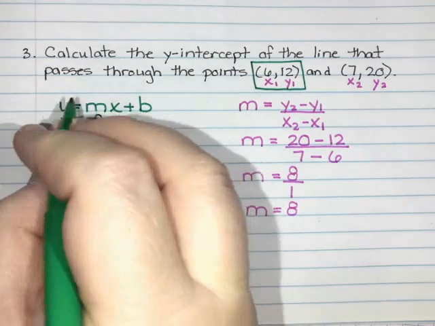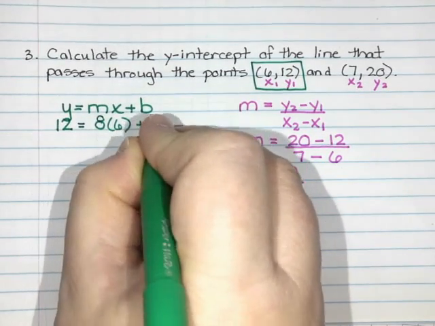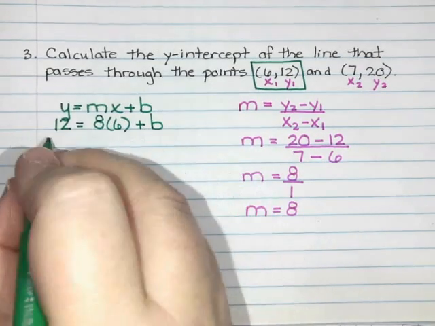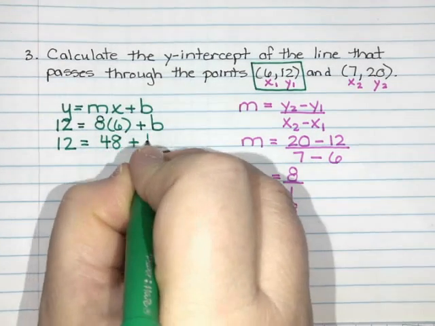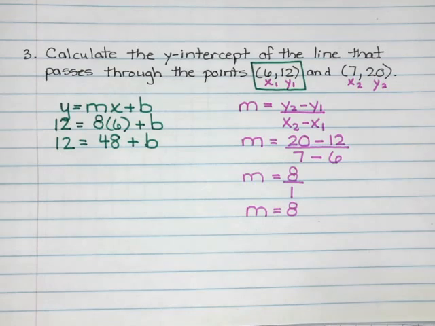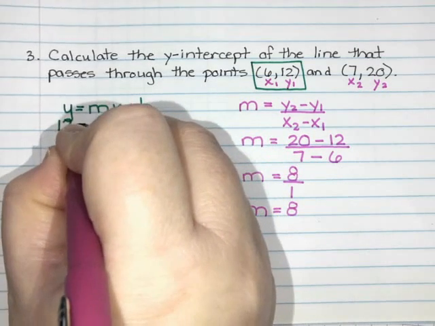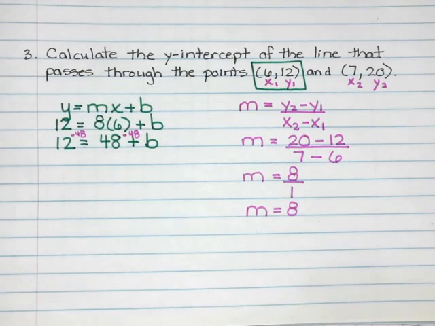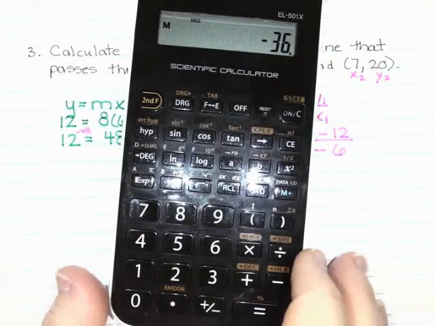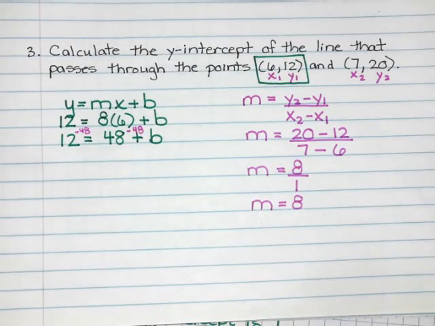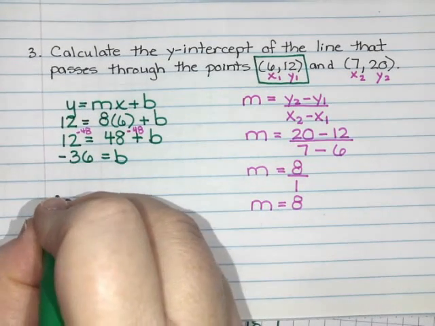So y is 12, x is 6, and then plus b. So next step is to multiply. 8 times 6 is 48. Use a calculator if you need to. And then I am going to get b by itself by subtracting 48 from both sides. 12 take away 48 is negative 36. So our y-intercept is negative 36.